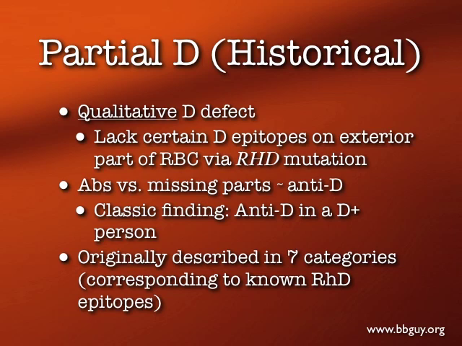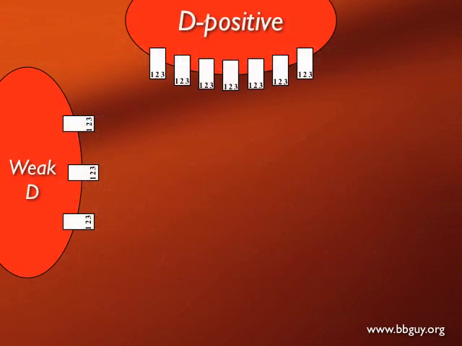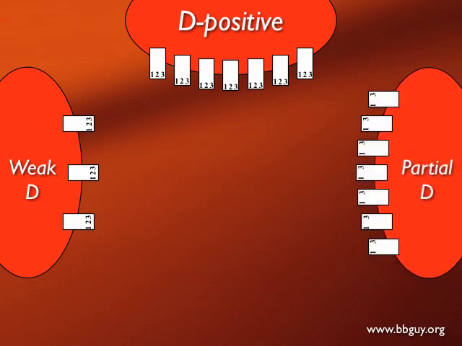It was originally described in 7 categories. Those categories have been completely blown away now. We don't use the categories anymore, but there is some residual in terms of the terminology. So again, here's how this looks. You have D-positive on the top, normal D antigen, normal epitopes. Weak D on the left has a decreased amount of D antigen with normal epitopes. Well, partial D traditionally was thought to have the normal amount of D antigen, but missing an epitope, and you see right there that missing epitope 2.